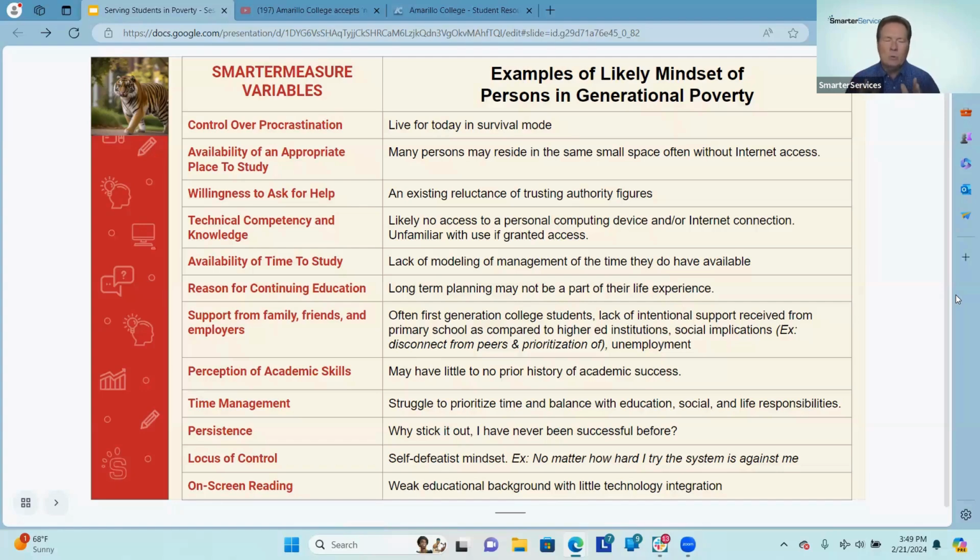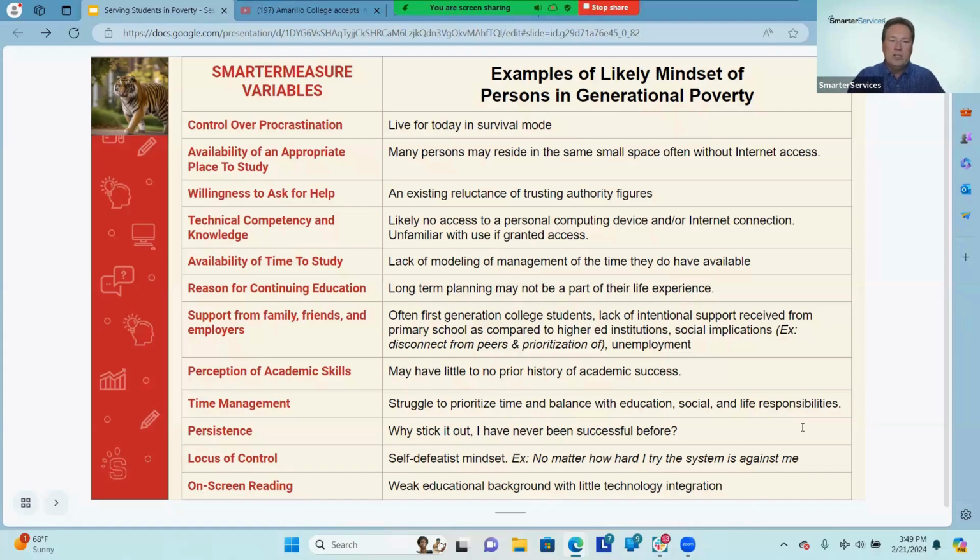And that's the main thing we're communicating through this webinar, is that persons living in generational poverty don't naturally think and act in ways that are congruent with the norms that we have in higher ed. Doesn't mean they're a bad person. Doesn't mean they can't be successful. It just means they need to have some coaching, right? They need to see that they too can be a champion after talking to their coach.